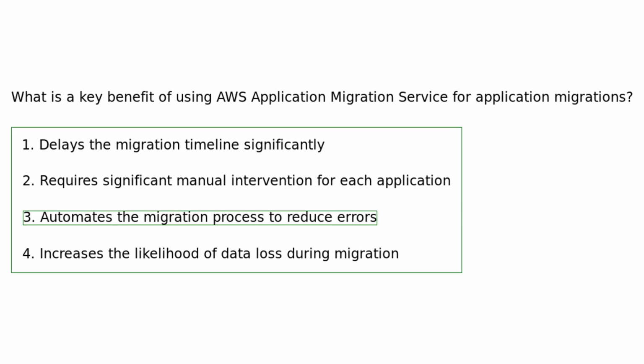One of the key benefits of using AWS Application Migration Service is its ability to automate the migration process, reducing the likelihood of errors and ensuring a smoother migration experience.